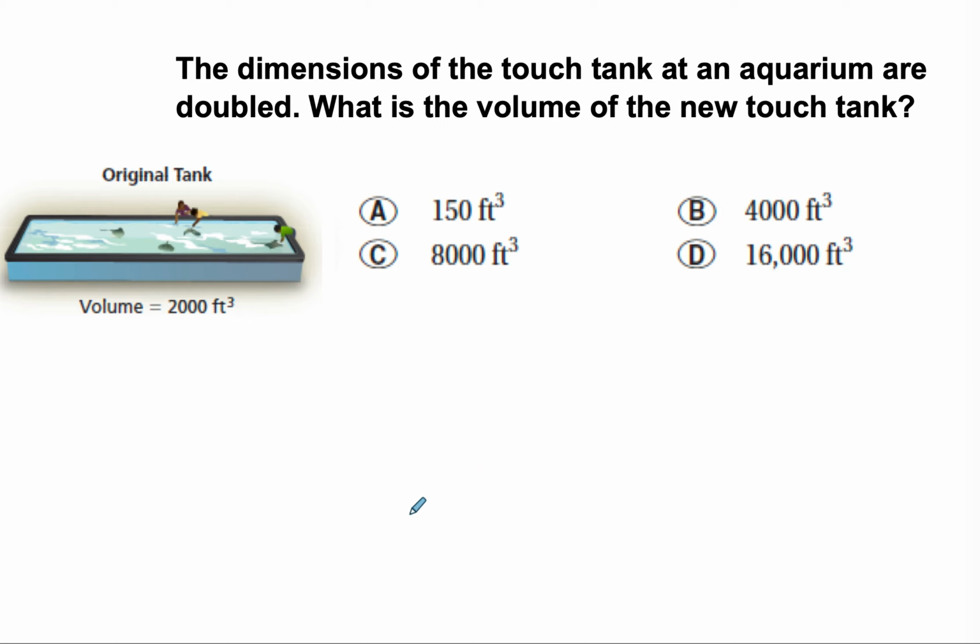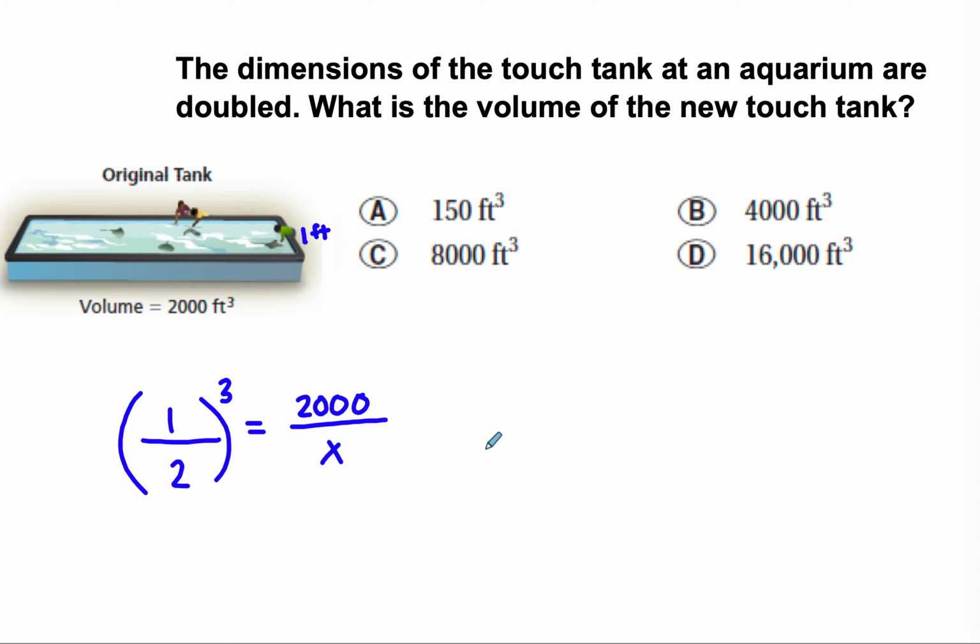The dimensions of a touch tank at an aquarium are doubled. What is the volume of the new touch tank? Okay, so the dimensions are doubled. They didn't actually give us any dimensions. So we're just going to pretend, we'll make it easy, give ourselves small numbers. If this was the original and I said this was 1 foot on the side, and it was doubled on the new one, it would be 2 feet, twice as big. And then on this one with the 1, 2,000. And then we want to know the volume of the new one.